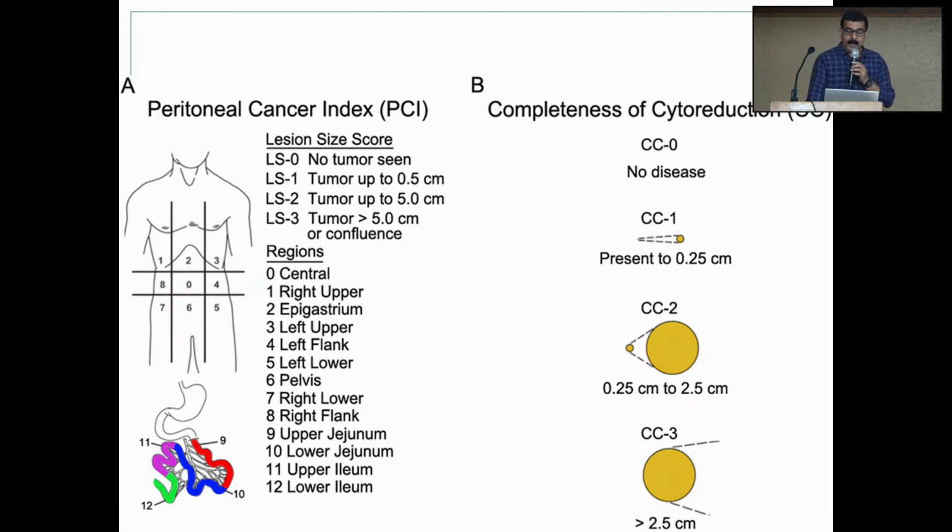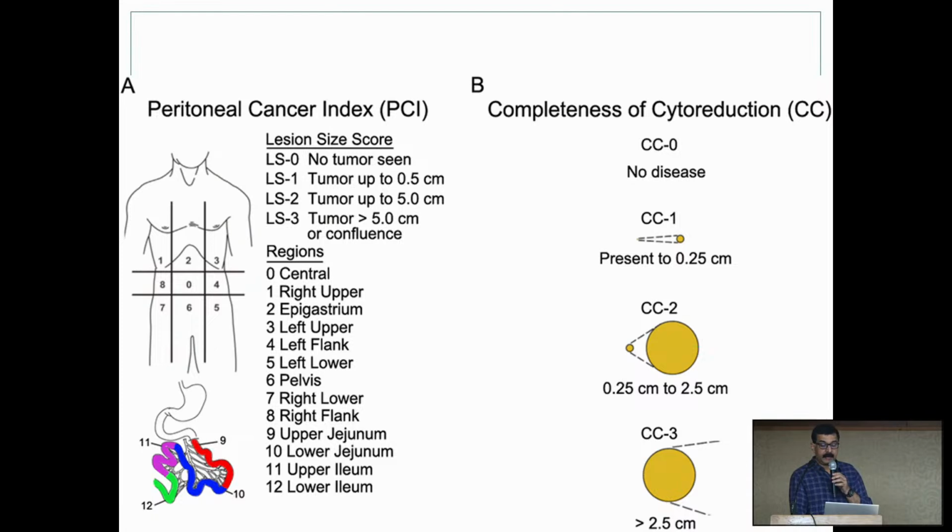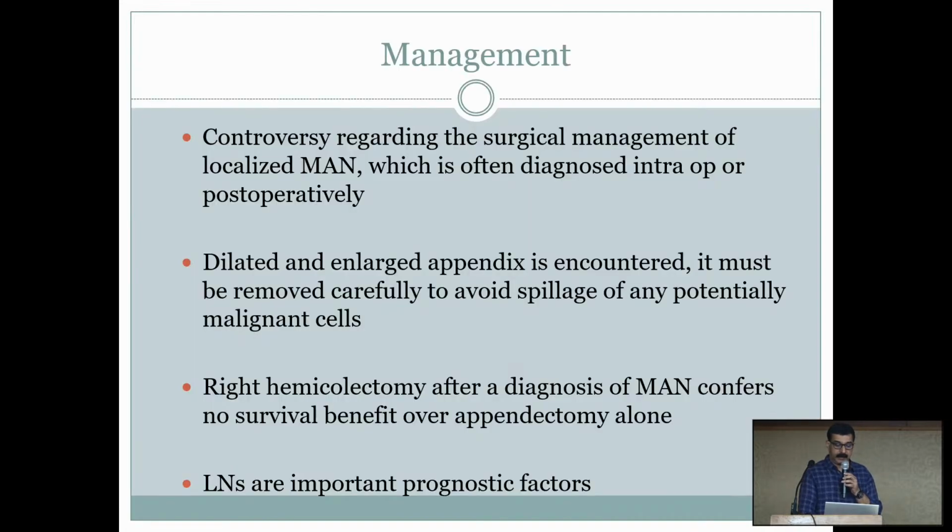And then CC is the completeness of cytoreduction, how much tumor has been debulked. If we have not left behind any tumor, we call it CC0. CC1 is tumor of less than 0.25 centimeters left behind at a given site, CC2 is 0.25 to 2.5, and CC3 is more than 2.5 centimeters. So this is mainly for cytoreductive surgeries and HIPEC. We calculate the PCI before, and after the procedure we document the CC status, or completeness of cytoreduction.